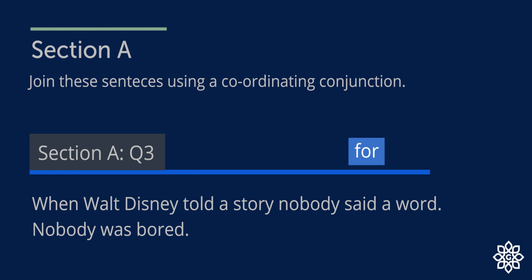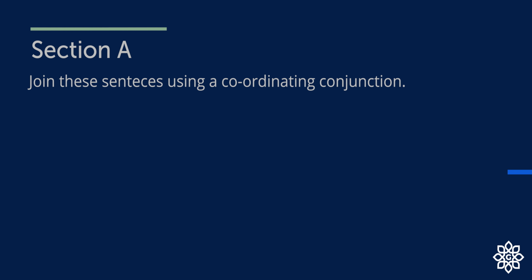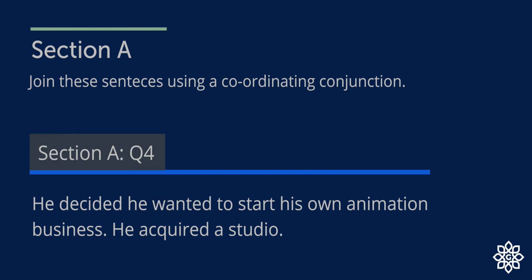So how do we write it? When Walt Disney told a story, nobody said a word, for nobody was bored. Question number 4. He decided he wanted to start his own animation business. He acquired a studio. This can be rewritten with the conjunction so. He decided he wanted to start his own animation business, so he acquired a studio.